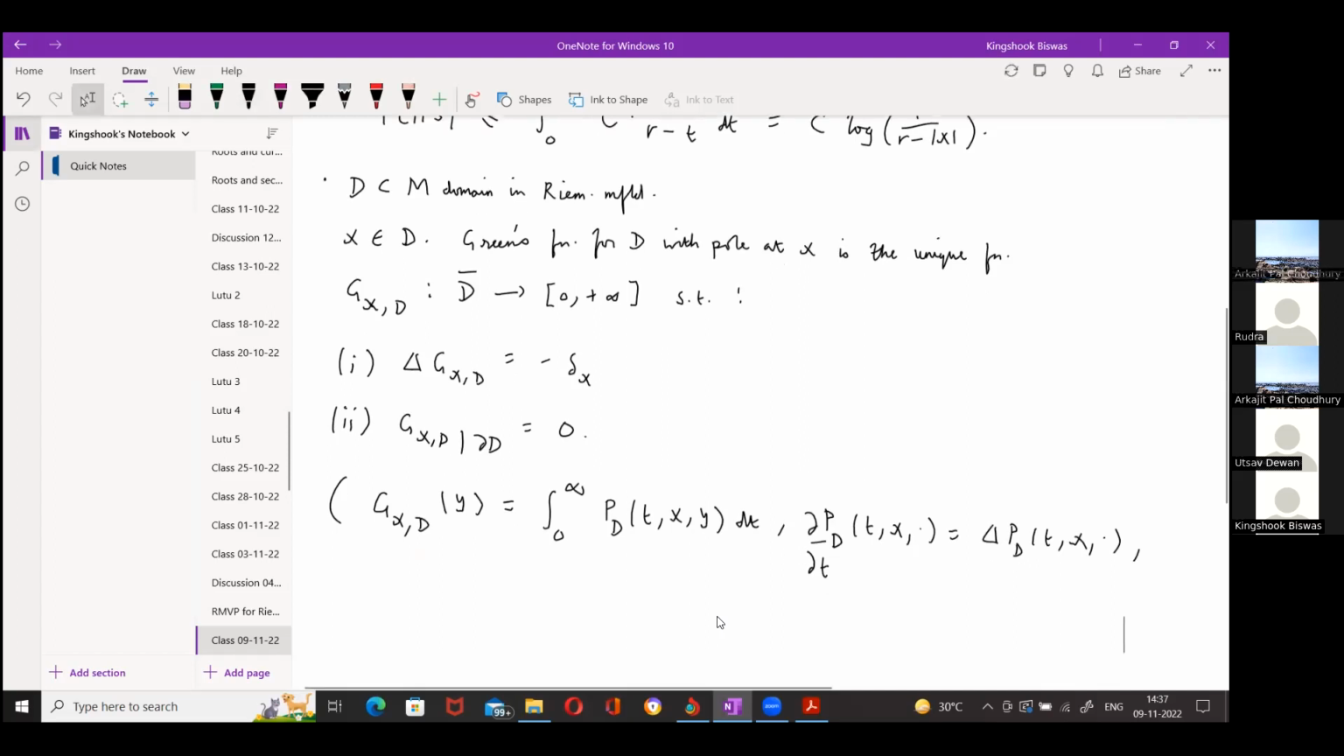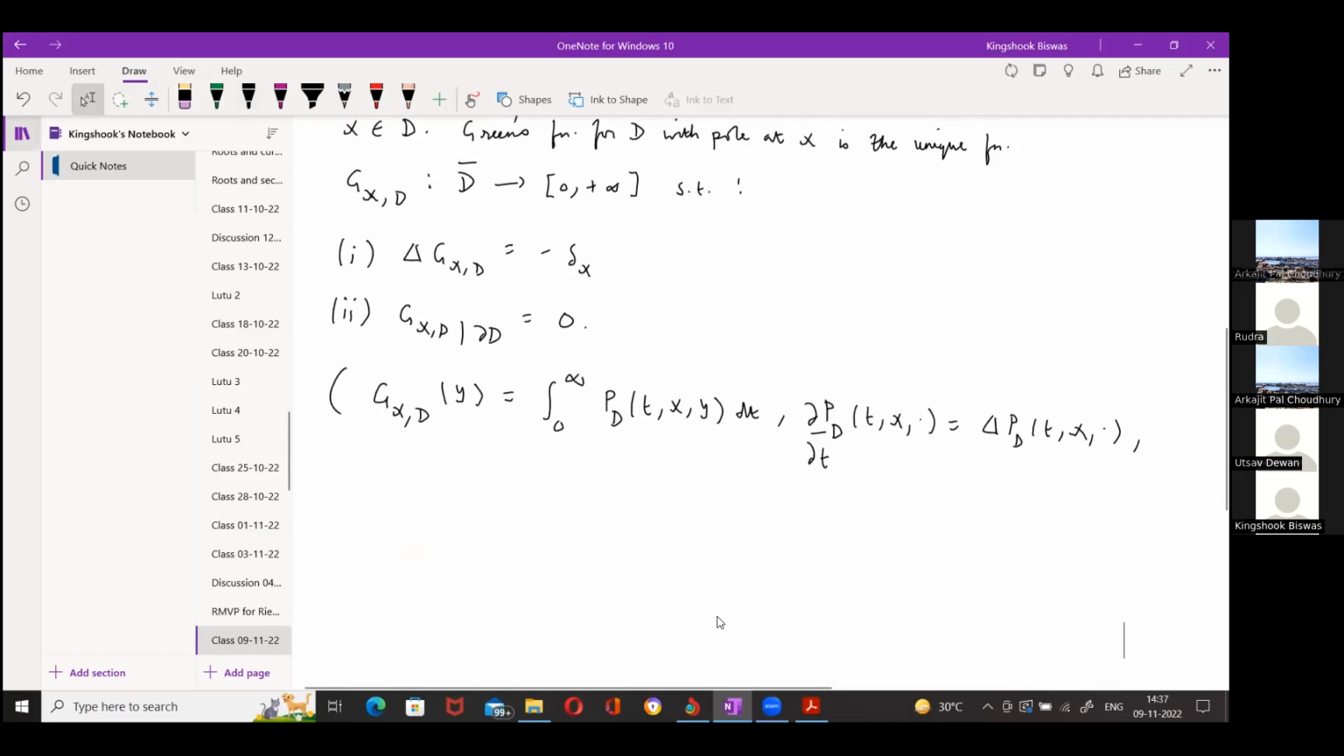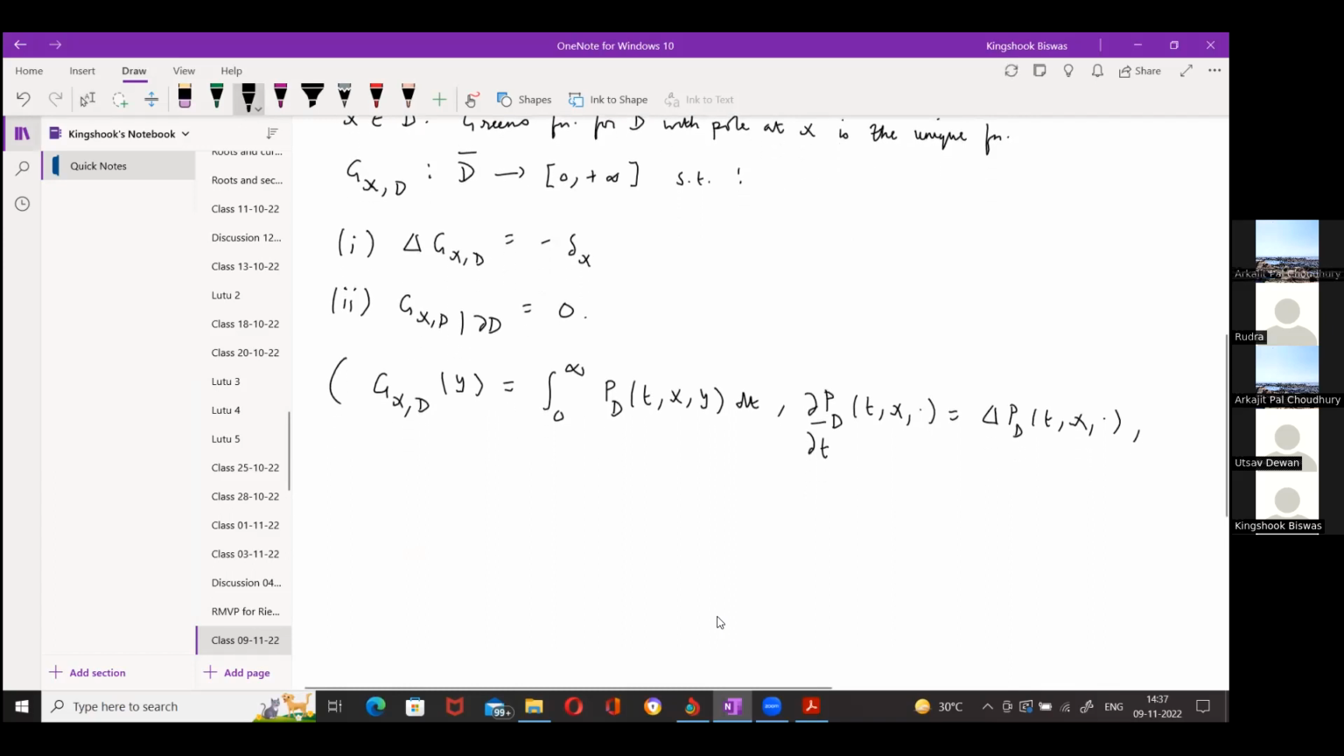And you have these boundary conditions in the time and space variables. So p_D(t, x, ·) converges, in the sense of distributions, to the Dirac mass at x as t tends to 0.